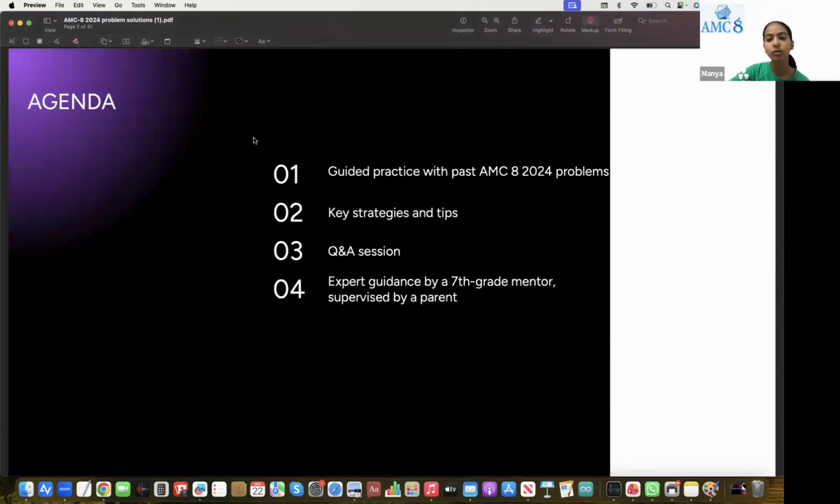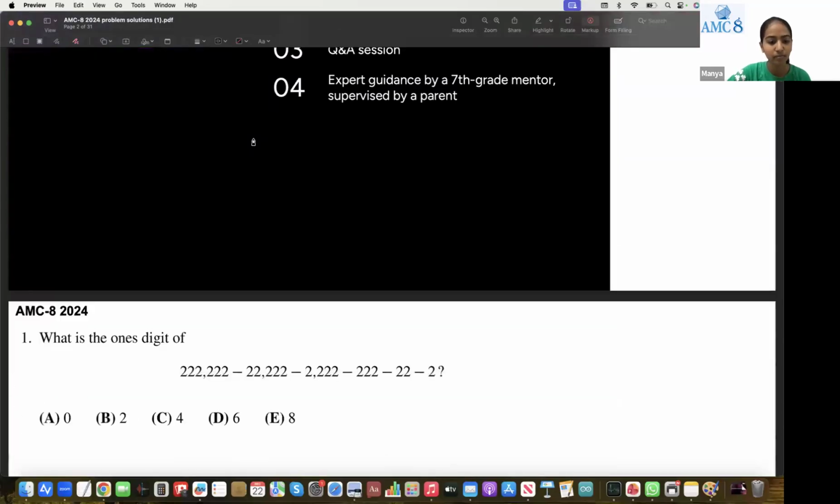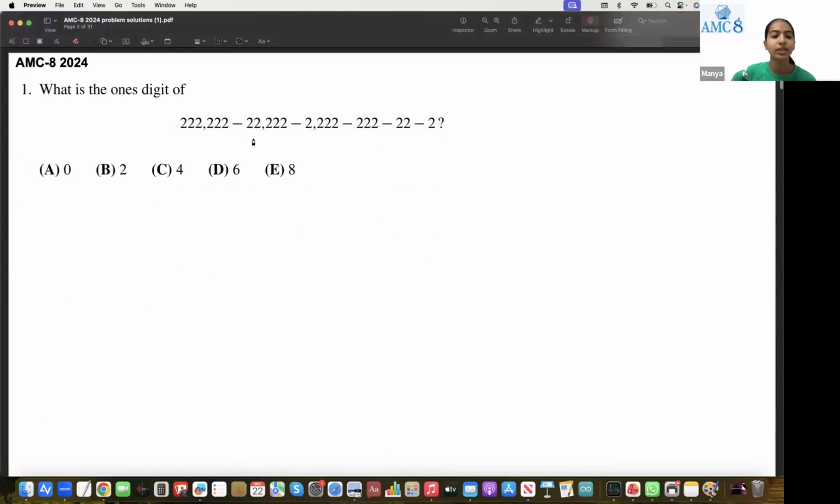So the agenda is that we'll be doing the AMC-8 2024 problems and discussing key strategies and tips to improve your score on the AMC-8. And there'll also be a question and answering session at the end where you can ask some questions and I'll try my best to answer them. Let's get started. Question number one.